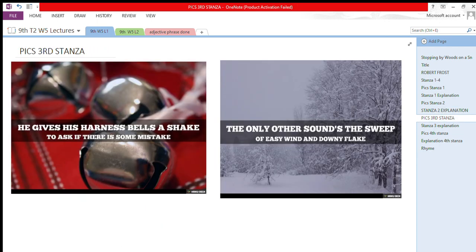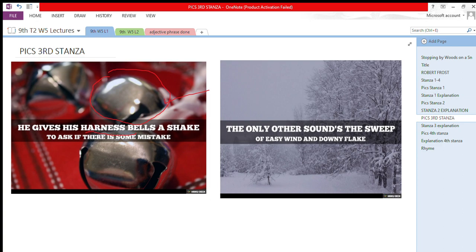So the third stanza deals with, he gives his harness bells a shake. Again, this talks about the feelings of the horse. Now the horse gives his harness bells a shake. Harness refers to the controlling ropes of the horse. And bells, you can see the pictures of bells which are tied up to the horse harness or the rope of the horse, and they give a sound. When the bells are shaken, they produce a very rhythmic sound.